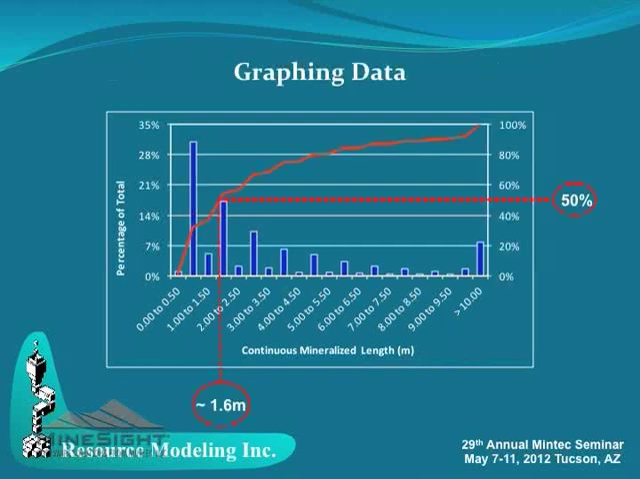So if we put a cumulative curve to that, we see that 50% of our mineralized data are in the range of 0 to 1.6 meters in length. So that's telling us something, that we've got thin mineralization, and dilution may be a real issue.